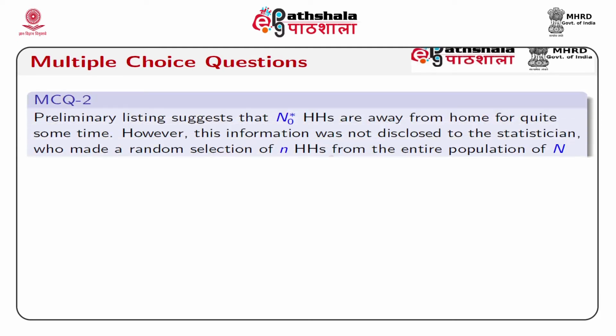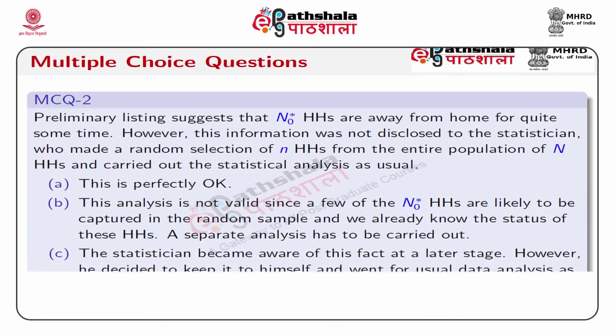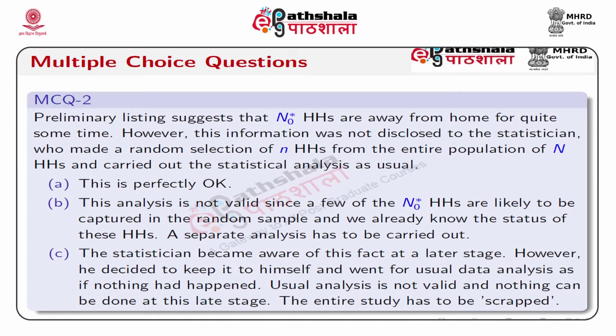Second question, preliminary listing suggests that N0 star households are away from home for quite some time? It's an interesting question. I have made a preliminary listing. While doing that, I went door to door, knocked, and tried to see if these households are available, which I have to list. So that suggests that so many households are away from home for quite some time. People said they don't show up for months, they have left, etc.